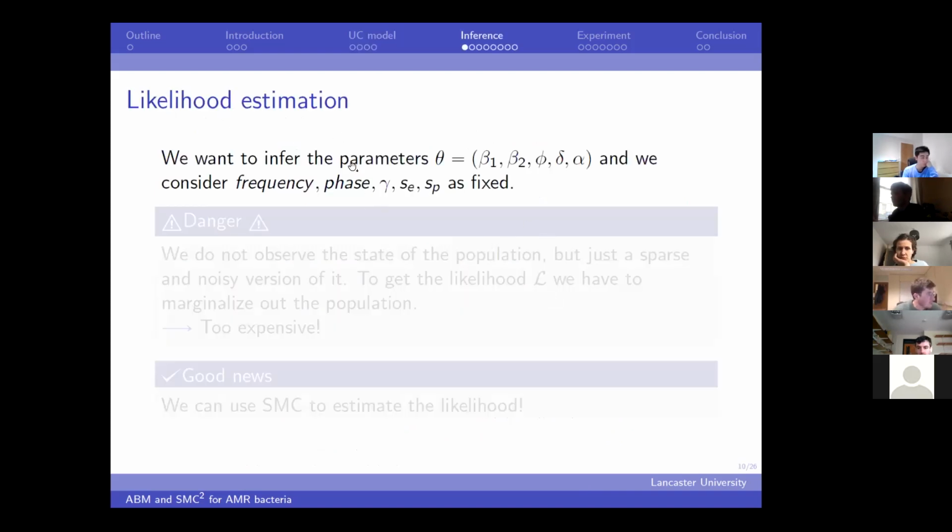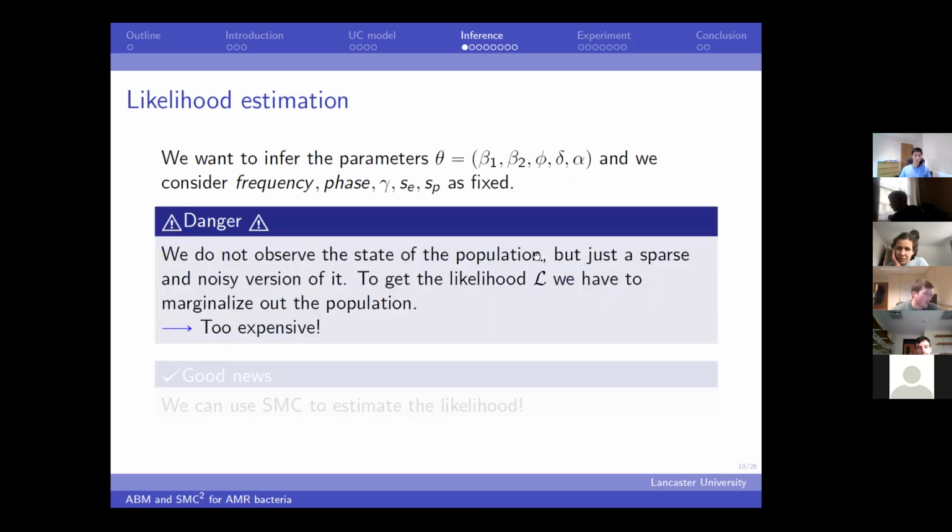Okay, so hopefully now it's clear what the parameters are and the meaning of the parameters. And there are additional quantities, which in this case are considered as fixed. So frequency and phase, because of the wet and dry season in Malawi, so we choose them in such a way that they match that oscillation. Gamma, which is the recovery rate, was fixed to 1/10, so about 10 days, from previous studies. And sensitivity and specificity were fixed according to some studies over the test that we have over the bacteria.